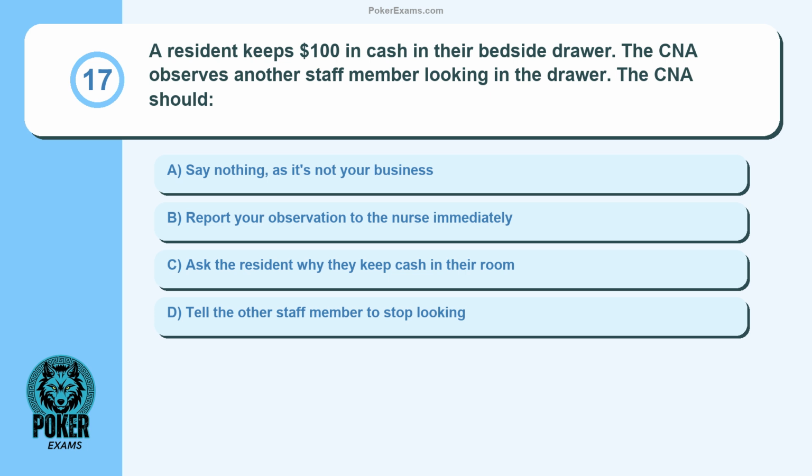Question 17. A resident keeps $100 in cash in their bedside drawer. The CNA observes another staff member looking in the drawer. The CNA should say nothing, as it's not your business. Report your observation to the nurse immediately. Ask the resident why they keep cash in their room. Tell the other staff member to stop looking.